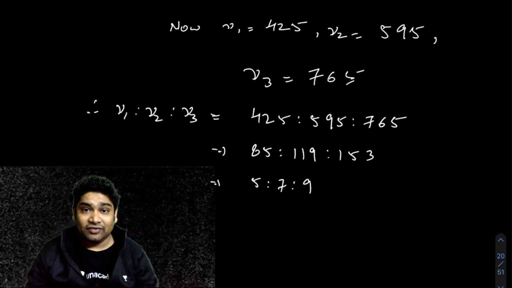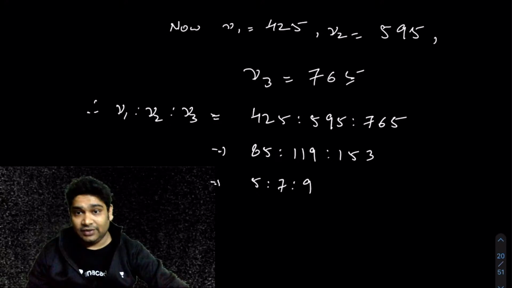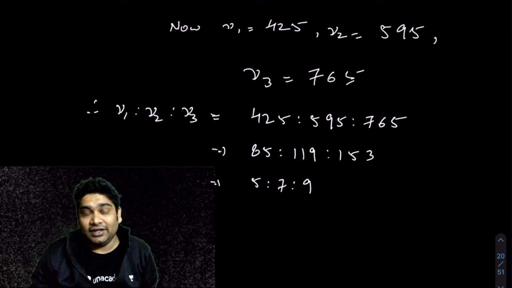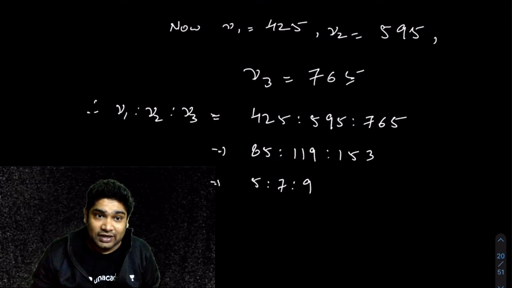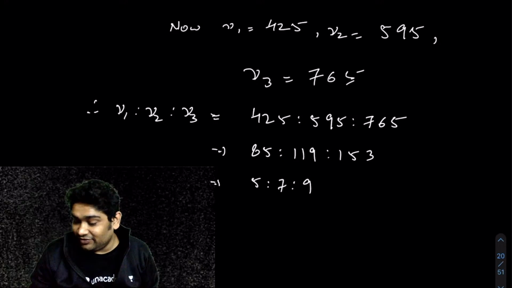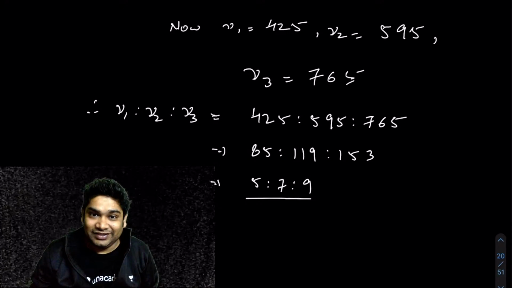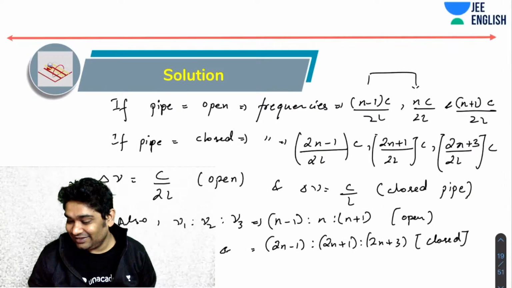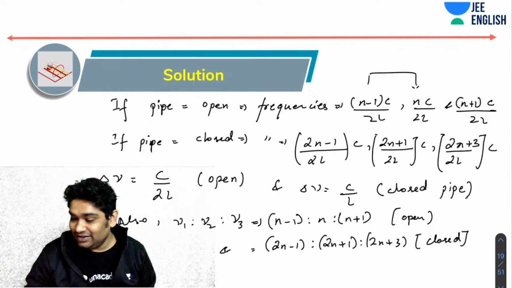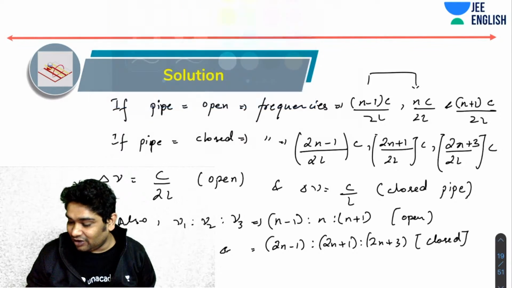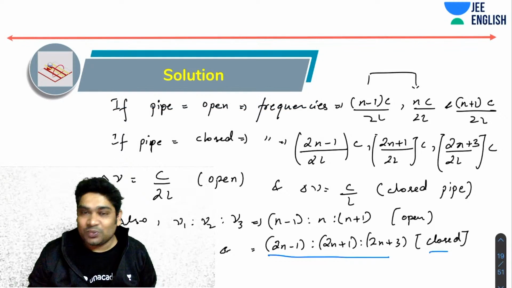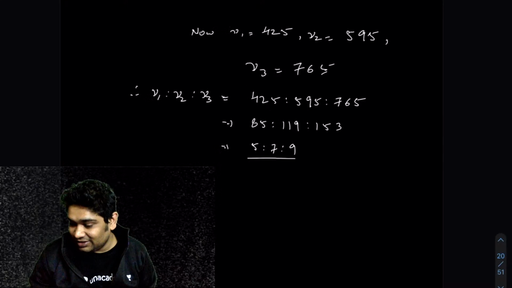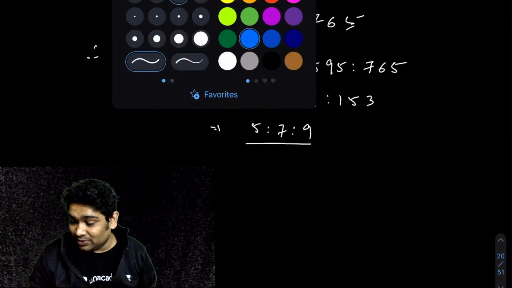So what you're getting is 5 is to 7 is to 9 actually. When you find the ratios, you are getting 5 is to 7 is to 9. What kind of pipe would that be? That would be a closed pipe, not an open pipe. This kind of numbers I should have gotten for a closed pipe. Okay, so this represents a closed pipe, guys.